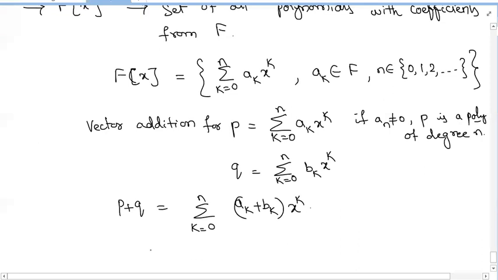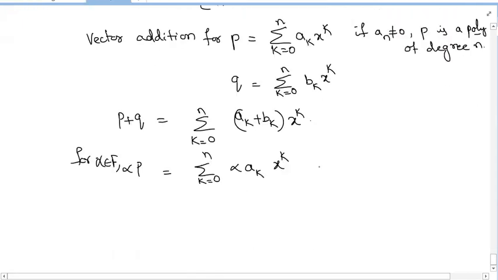And scalar multiplication, alpha P, where alpha belongs to F. Alpha is from the field. Alpha P is equal to the summation of alpha a_k x^k. So we just multiply alpha inside the polynomial. So this is scalar multiplication. I should have written scalar multiplication here.